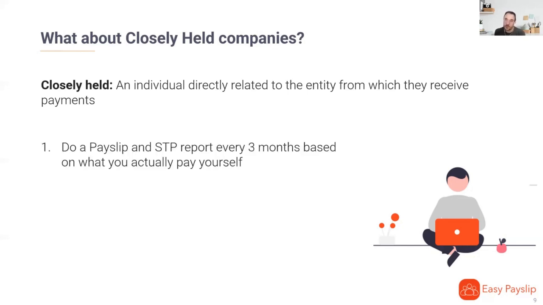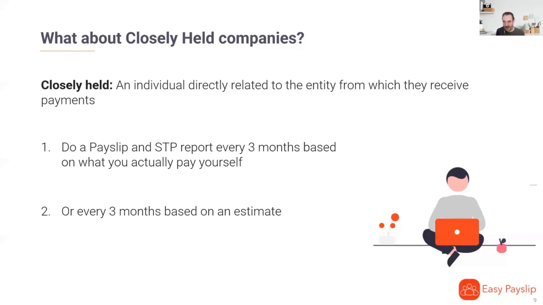So they have two options. If you're a closely held payee, you can do your pay slips and then the STP report each 3 months based on what you actually pay yourself. Or, I mean, you can do it more often than that, but you need to do it at least every 3 months. So what you actually pay yourself, you create a pay slip that reflects that, and then you send the STP file. The other option you have as a closely held business is you can do the same thing every 3 months, but with an estimate.